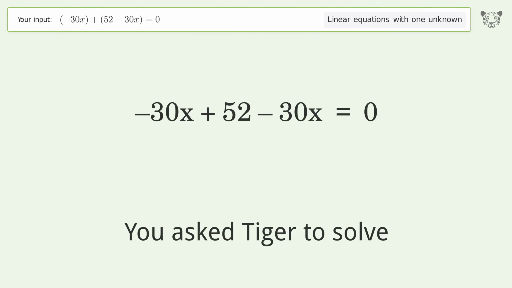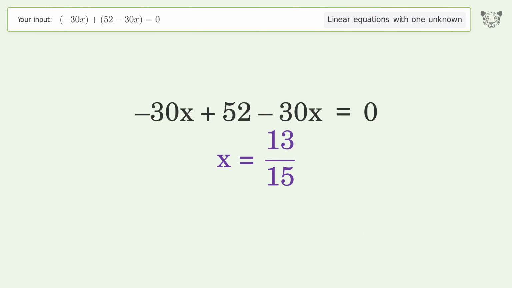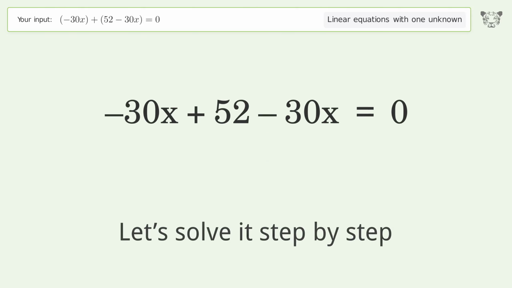You ask Tiger to solve. This deals with linear equations with one unknown. The final result is x equals 13 over 15. Let's solve it step by step.